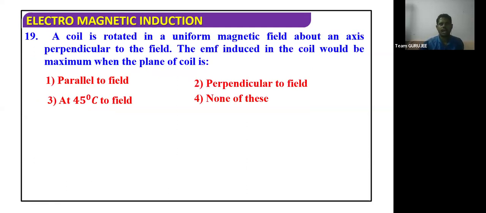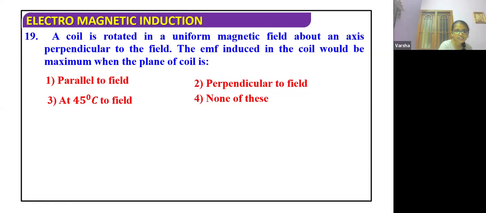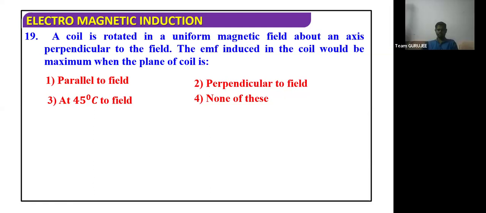Listen, a coil is rotated in a uniform magnetic field about an axis perpendicular to the field. The EMF induced in the coil would be maximum when the plane of the coil is, which option is correct? Parallel to the field. But the given answer is perpendicular to the field.